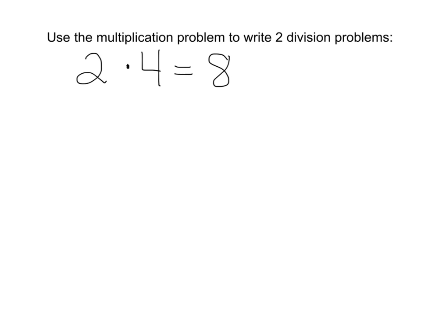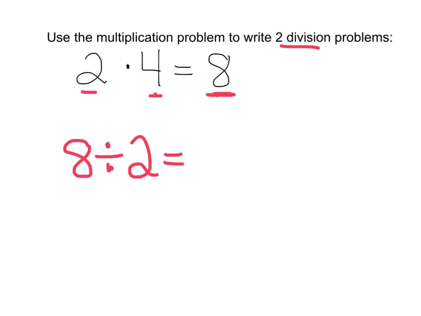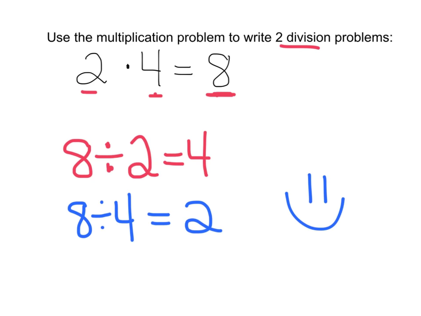Okay, let's start by looking at this multiplication problem. It says use the multiplication problem to write two division problems. Well, 2 times 4 is 8. So to rewrite this as a division problem, I'm going to start with my product here and say 8 divided by, let's go with 2 first. So 8 divided by 2 equals 4. What would be the other division problem I could write? If you said 8 divided by 4 equals 2, you're correct.